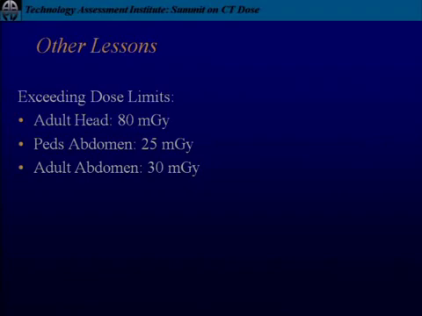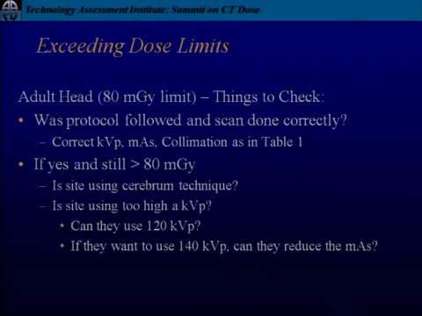But what do you want to do? You want to have some conversation with them. Okay? Why are they doing that? Was the protocol followed and the scan done correctly when they did the CTDI measurement? Okay? Did they use the correct KVP and MAS as stated in Table 1? Okay? Or did they freelance? It's not uncommon for person A to fill out Table 1 and person B to do the actual measurements. And sometimes they don't match. And you say, well, I wish they looked at their own Table 1.